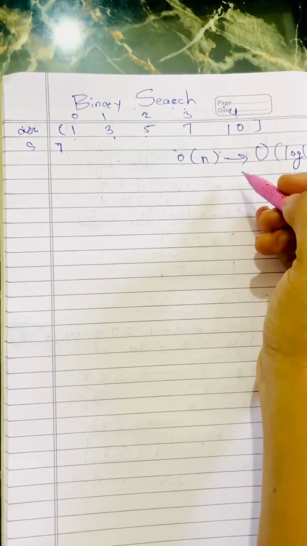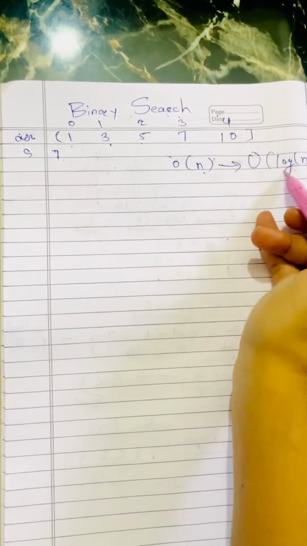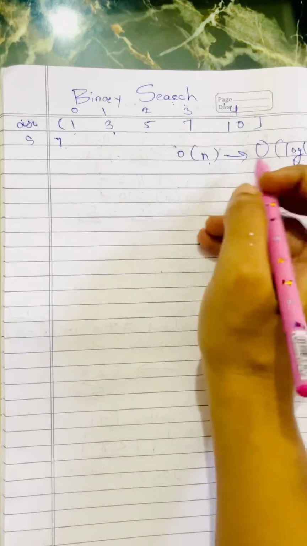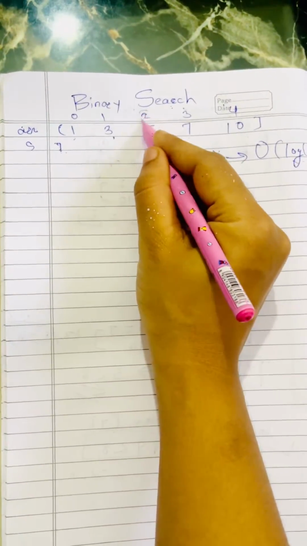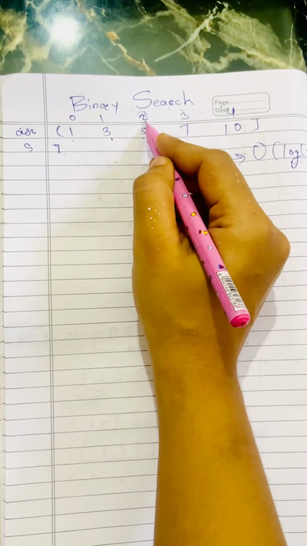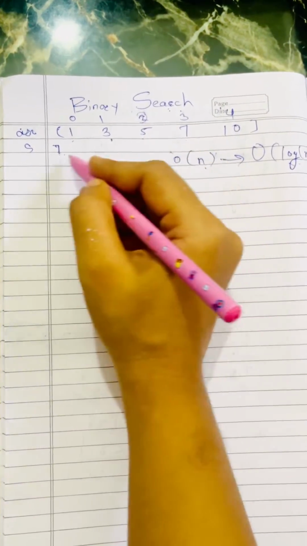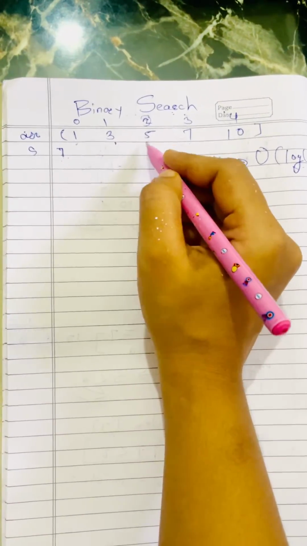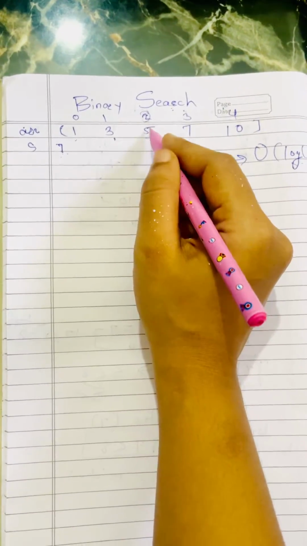What if I say that we can reduce this n to log n using the binary search algorithm? Isn't this amazing? So let's see how we are going to reduce this time complexity. First, we have to find the middle element of the array, and once we find the middle, we check if my middle element is equal to my search item. So in this case, is 7 equal to 5? No. So we check if my search item is lesser than this 5.